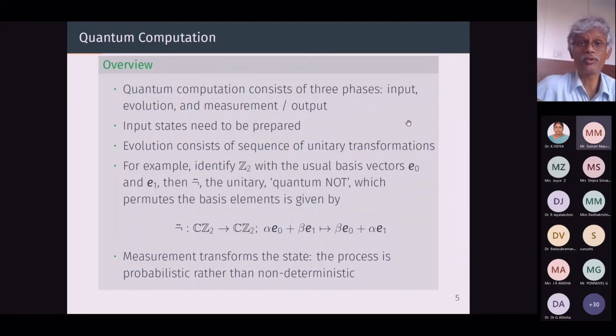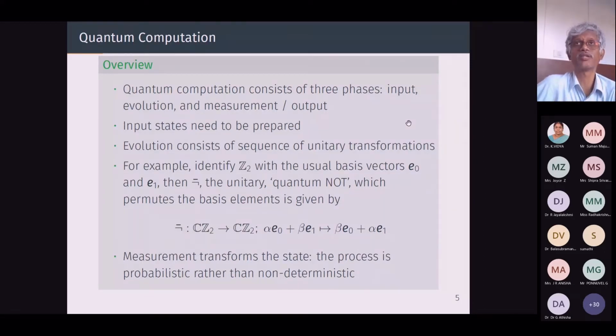So a quantum computation, as we know, has 3 phases. One is input, second is evolution, and third is measurement or output. So input states, you need to prepare. It is not as easy as a cin command in the classical C++ language. You need to prepare these input states. All these things are dealt with by the experimental physicists who tell how to feed this in.